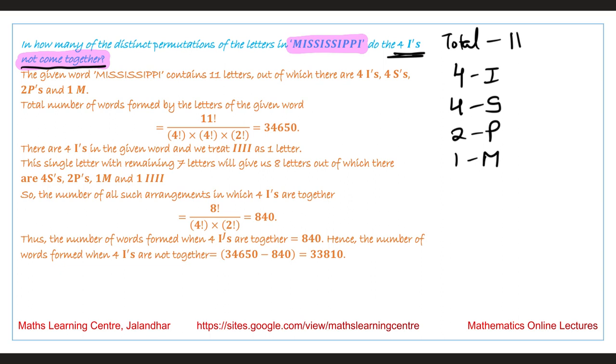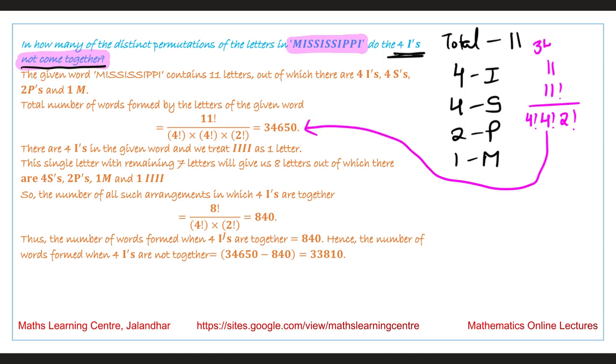So the total number of ways we have over here is 11 factorial over 4 factorial into 4 factorial into 2 factorial, and on solving this the answer is equal to 34650. These are the total number of arrangements that we have.